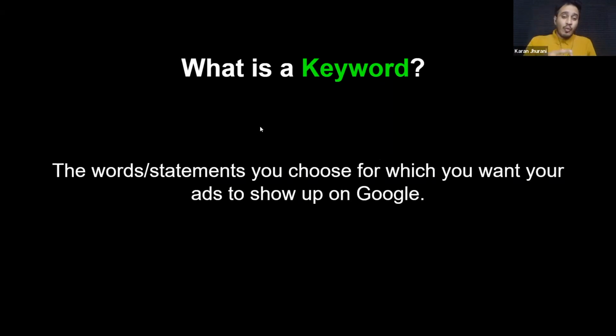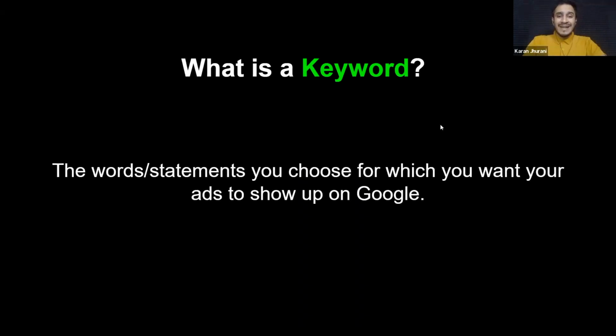Now, when Google triggers, that can also have a strictness that can differ, right? If I choose iPhone as my keyword, should my ads trigger only when someone is typing iPhone, or when they type in, I want to buy iPhone, or iPhone features? What is the strictness of it? That can be controlled by match types. We'll be learning that later. But right now, understand keywords are those words or statements which we choose for which our ads should be triggered, right?